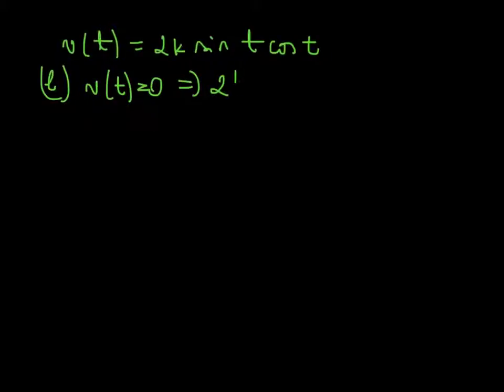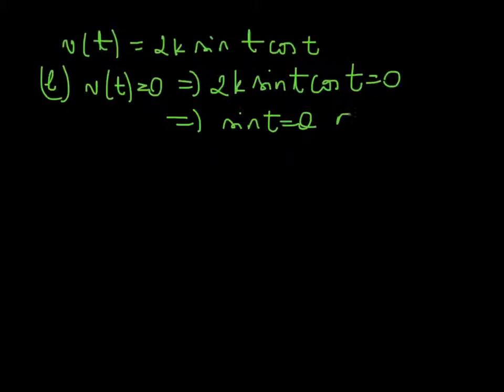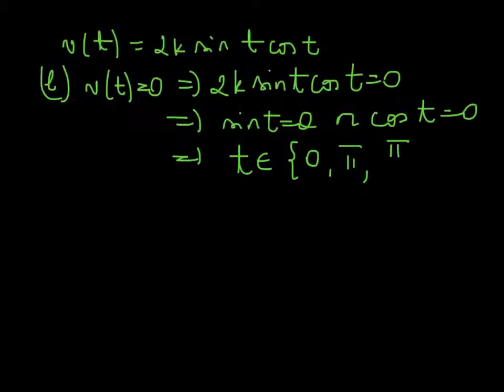So 2k sine t cos t equals 0, meaning that either sine t is 0 or cos t equals 0. So t can be, sine t is 0 at 0 and pi, cos t is 0 at pi over 2. I think t was between 0 and pi included. Let us check. Yes, correct.